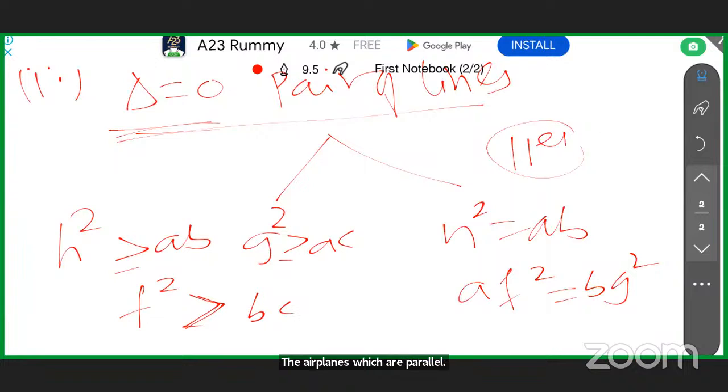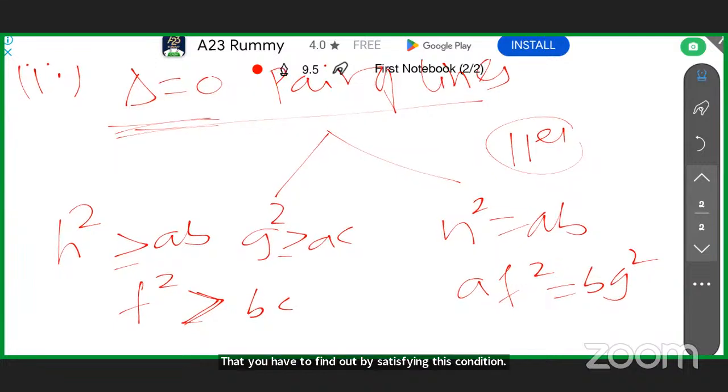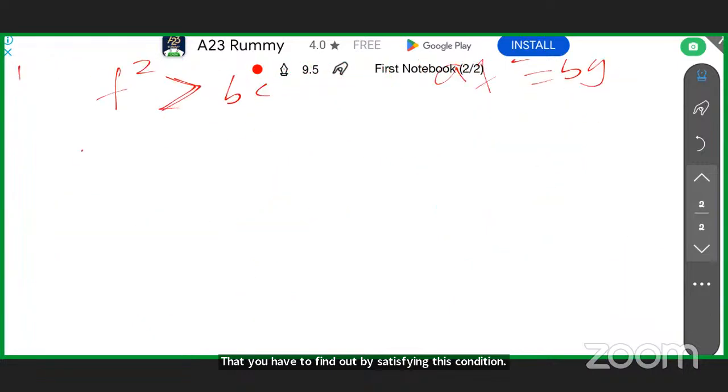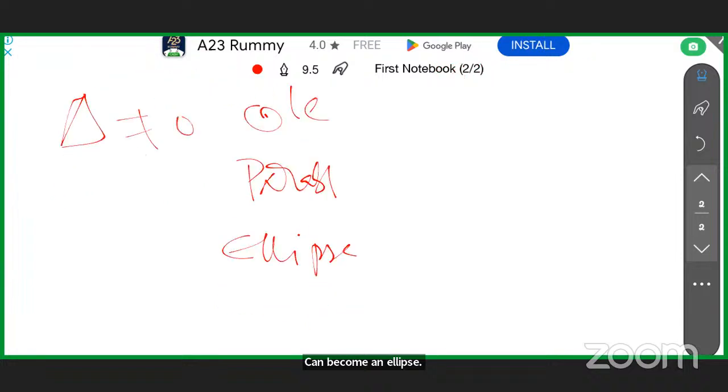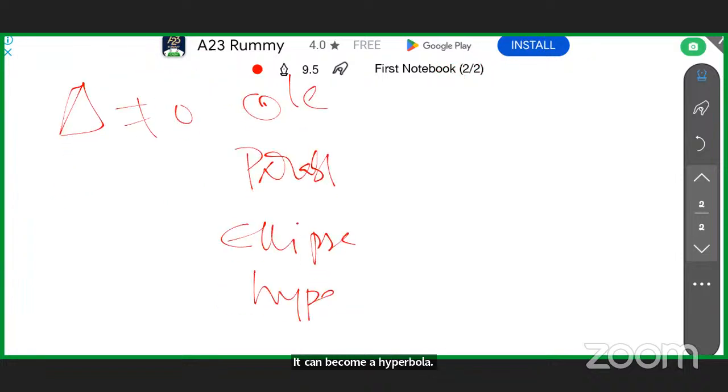So if delta is equal to 0, the main thing, without thinking, is a pair of straight lines. But what type of straight lines, is it parallel or something? You have to find that out by satisfying these conditions. If delta is not equal to 0, it can become a circle, a parabola, an ellipse, a hyperbola, or a rectangular hyperbola.